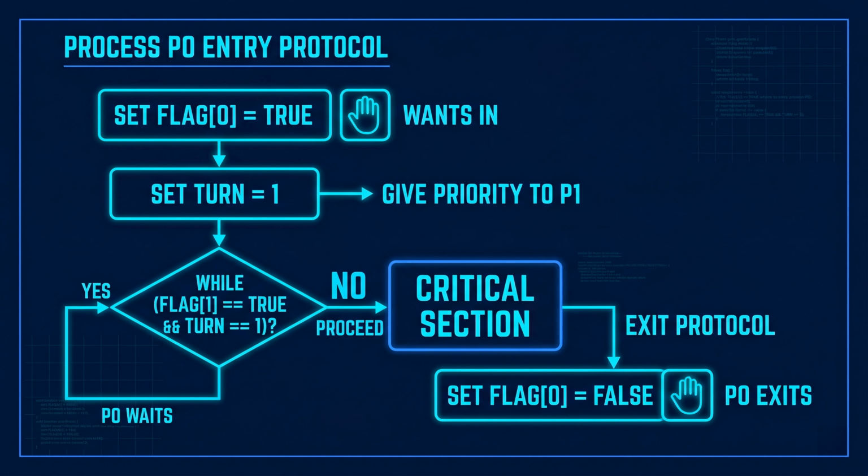Now let us see how process P0 behaves. When P0 wants to enter the critical section, it first sets flag[0] to true, which is like raising a hand and saying, I want in. Then it sets turn to 1, meaning it politely gives priority to P1 if there is a conflict. After that, P0 checks a loop condition. It waits while flag[1] is true and turn equals 1. In plain language, P0 waits only if P1 also wants to enter and it is currently P1's turn. If either P1 is not interested or the turn has changed, P0 proceeds into the critical section. Once done, it sets flag[0] to false and exits.